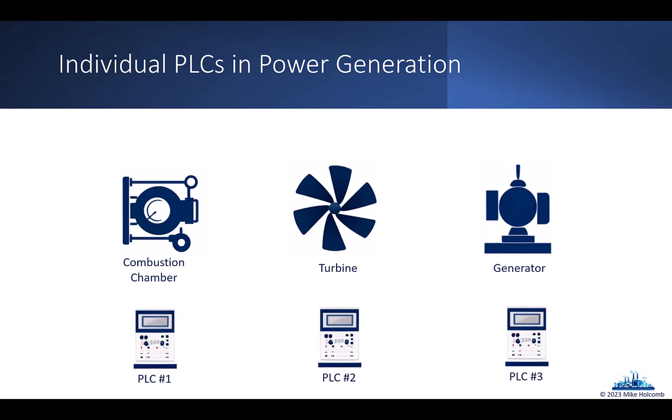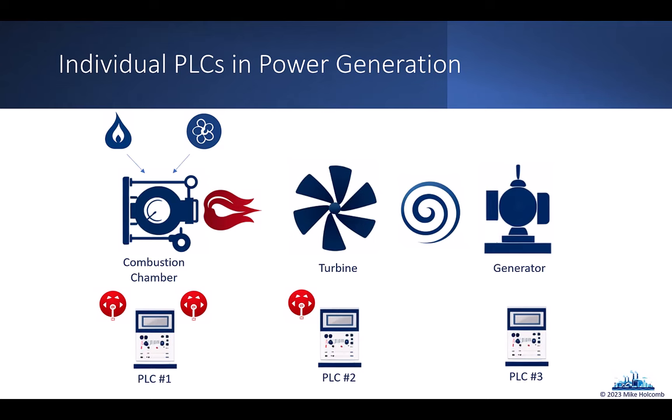So PLC number one, we're going to use it to control the combustion chamber. We're mixing oxygen and natural gas to a specific mixture, so that we can then ignite it, right? We take that heat, we use it to turn the turbine. We can have that turbine controlled by a second PLC, and then that turbine turns the generator, which is controlled by a third PLC, right? And ultimately we get electricity. Again, very simple example, but let's say we have a PLC for each of these types of systems out in the real world. So I can manage each of those individually.